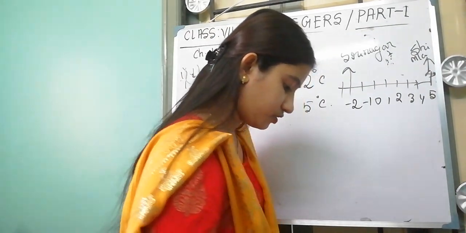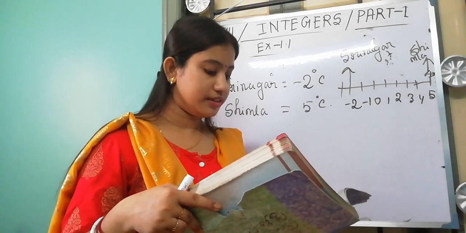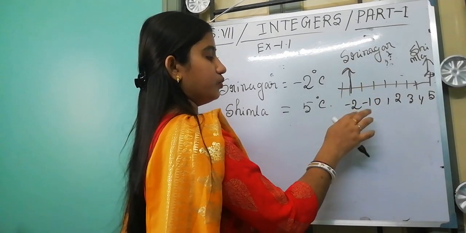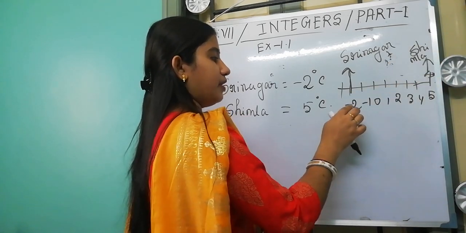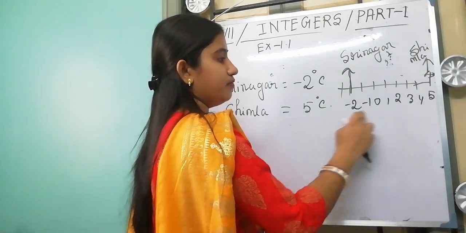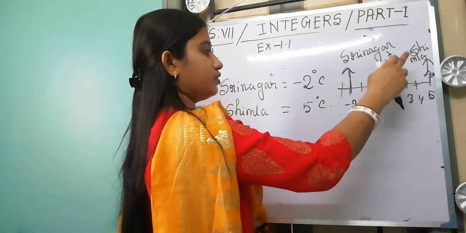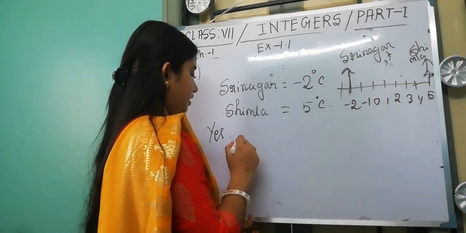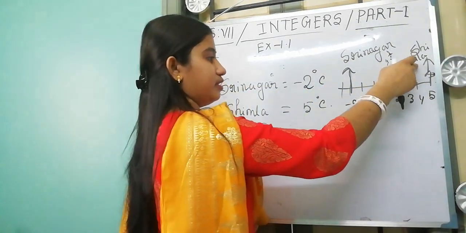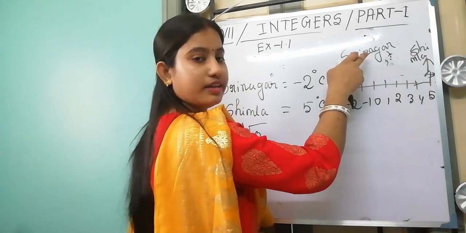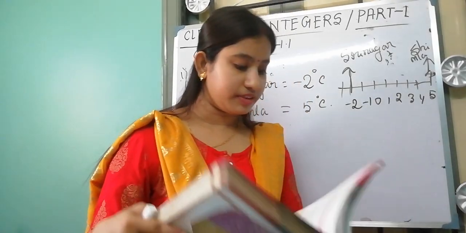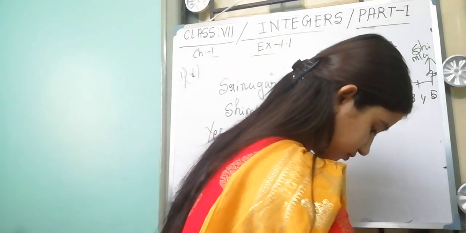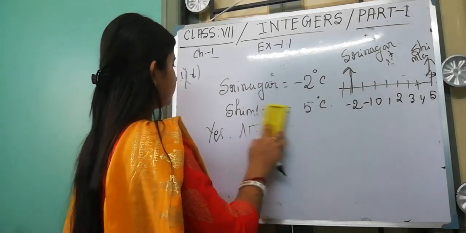So the answer is yes. And next question, is it also less than the temperature at Srinagar? Temperature at Srinagar is minus 2 and temperature at Shimla is 5. But 5 is not less than minus 2 because 5 is greater than minus 2. So temperature at Shimla is not less than temperature at Srinagar. So this answer is no. So this is number D. This is number 1.